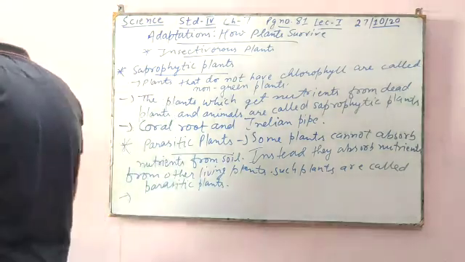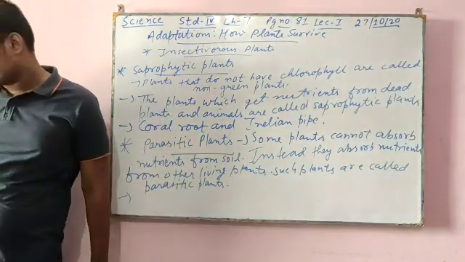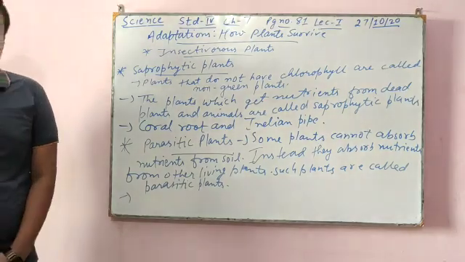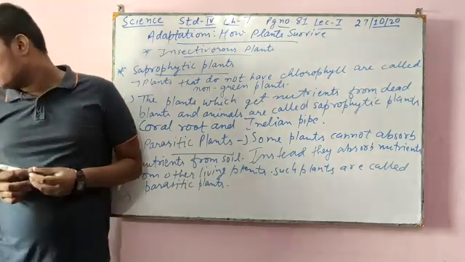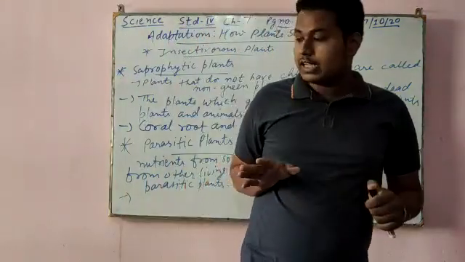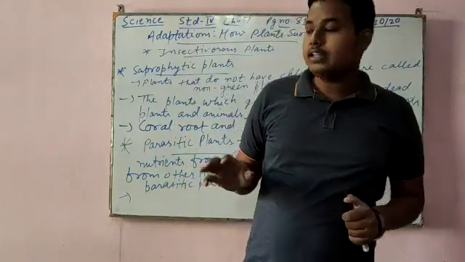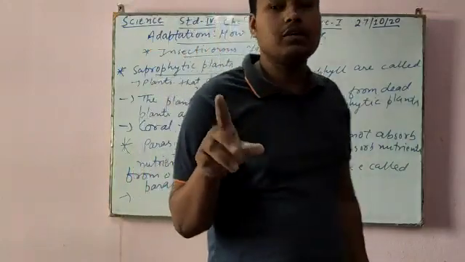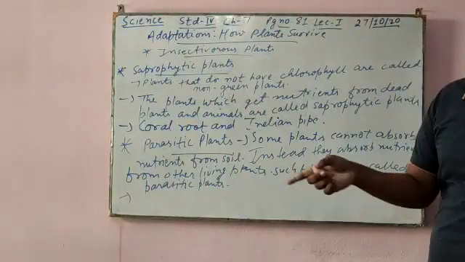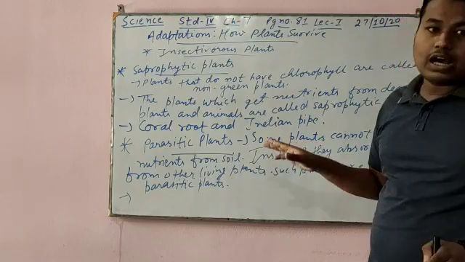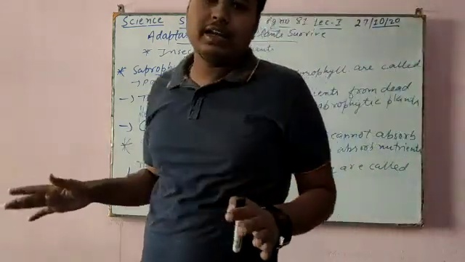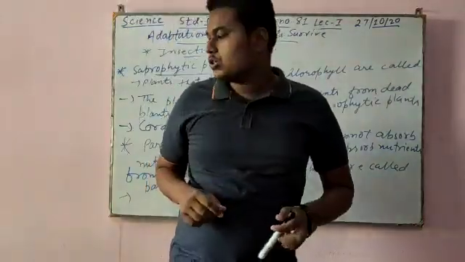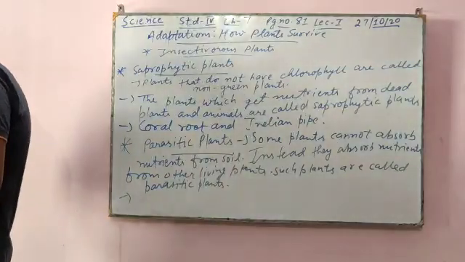Now they have a special root-like structure that grows into the host plant to absorb nutrients. It means their roots spread and grow near the host plant. The host plant is the nearby plant, because they do not get nutrients from the soil. That's why their roots grow like that, and they get nutrients from the other plant, which is known as the host plant.